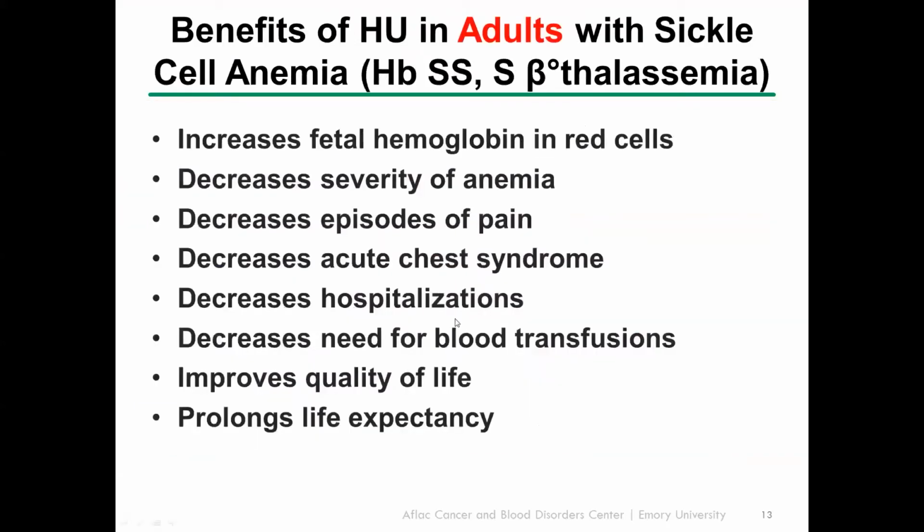What Dr. Ekman reviewed last week was that in adults with sickle cell anemia who take hydroxyurea, it's been very clearly shown now, with experience of over 30 years, that hydroxyurea does increase the fetal hemoglobin in the red cells, that in adults it does decrease the severity of the anemia, it decreases the number of episodes of pain, it decreases the number of episodes of acute chest syndrome, it decreases the need for hospitalization, it decreases the need for blood transfusions to treat the complications of sickle cell, it improves the quality of life, and it does prolong life expectancy in adults.